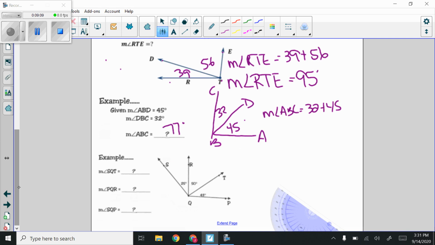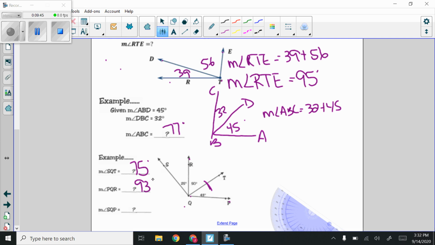Right. This last one down here, they tell me that angle SQR is 25, angle RQT is 50, and angle TQP is 43. So it says the measure of angle SQT. SQT, well, that's marked in this. Sorry. SQT is going to be the 25 plus 50, so 25 plus 50 is 75 degrees. Measure of angle PQR, so I would have to add these two together. So that's 50 plus 43, which is 93 degrees.